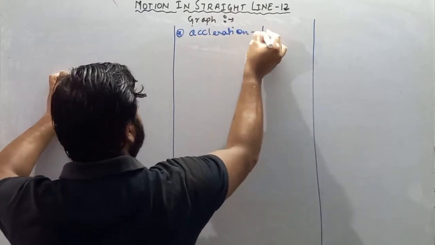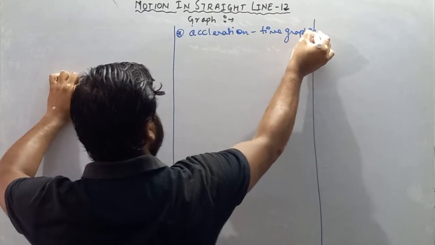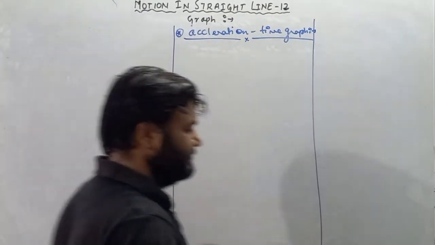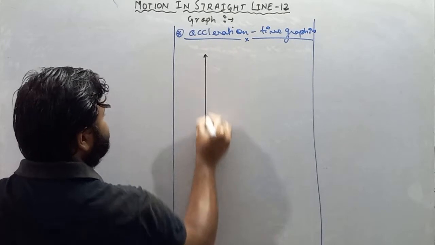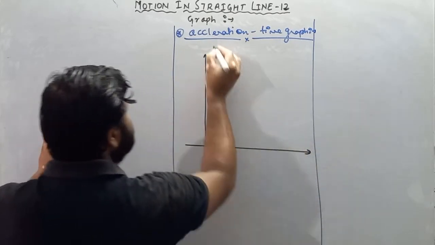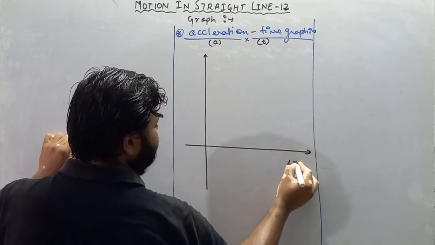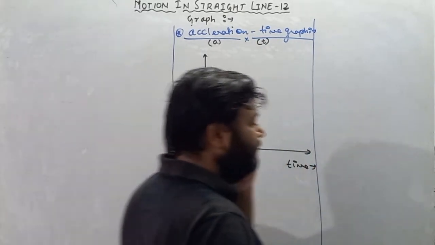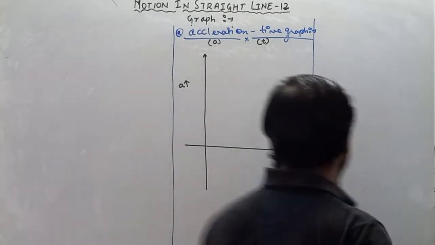Acceleration time graph. Right now I'm making an acceleration time graph. So see, my dear student, let's suppose we have a particle moving like this. This is our acceleration and time. Time is always along the x-axis and acceleration is along the y-axis. Now let's suppose a particle is moving like this.